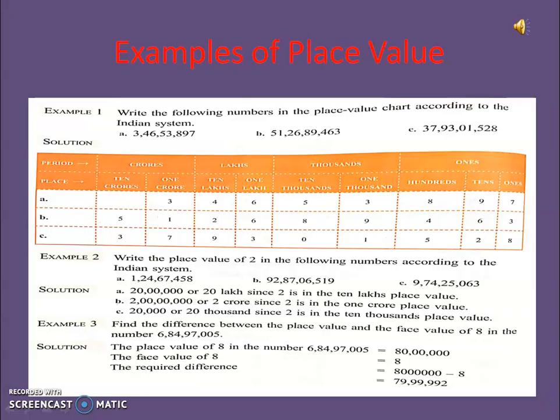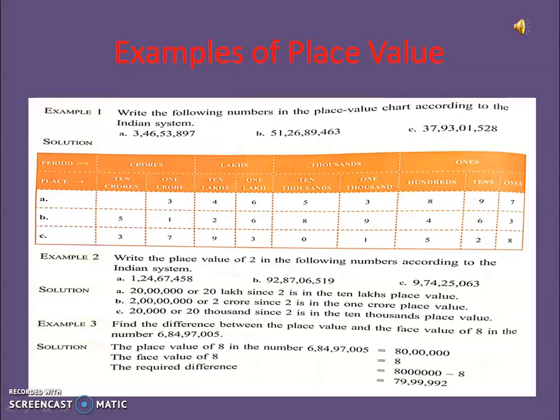So in the number 6 crore 84 lakhs 97,005, we will start from finding the place value of 8. So the place value of 8 in the number is equal to 80 lakhs, as 8 is on the place of 10 lakhs. So its place value is 80 lakhs. Okay. Now the face value is very easy to find out. The face value of any digit is always itself. Okay. So the face value of 8 is equal to 8.